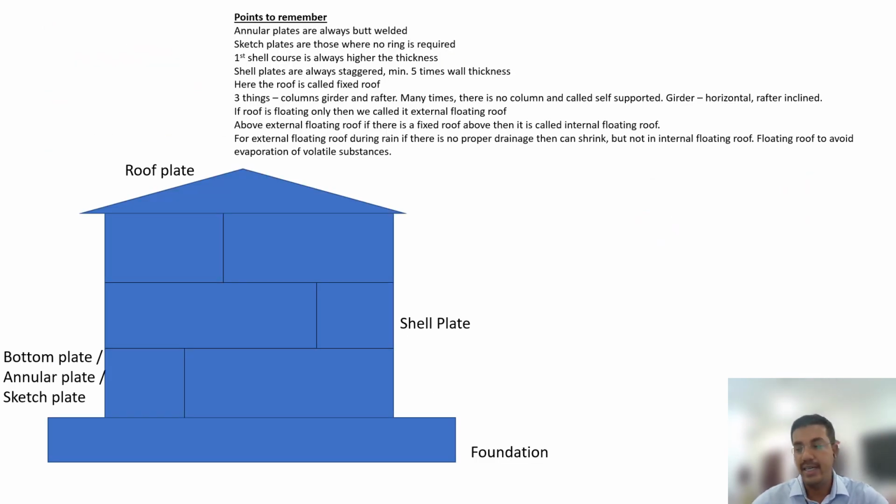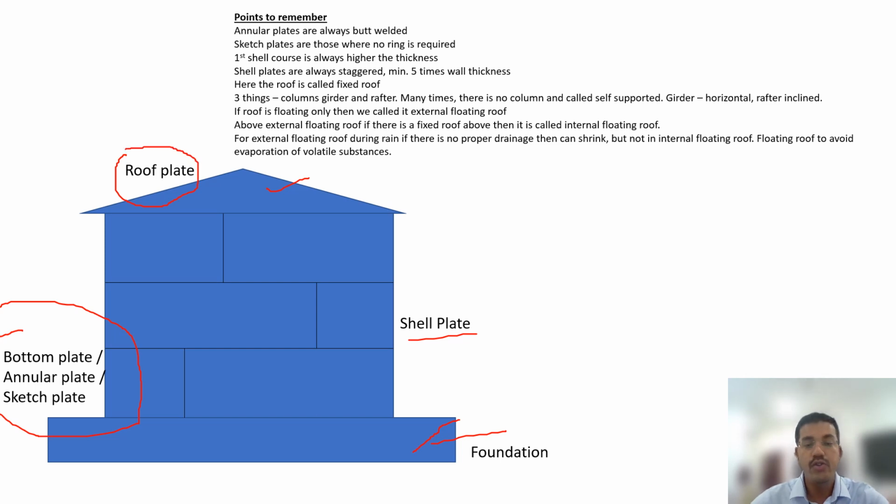So what is a tank? We'll start from API 650, and in this slide we'll read up to chapter 3. Whenever you go for a tank, there are 3 things. One is the foundation. You have to make a foundation. Then there is the tank, and there is a roof. The tank has two things, shell plate and bottom plate. The bottom plate we can also call annular plate or sketch plate. What is the difference? I will tell you. So one is the foundation, another is the shell plate, which includes the bottom plate, annular plate or sketch plate, and another is the roof plate.